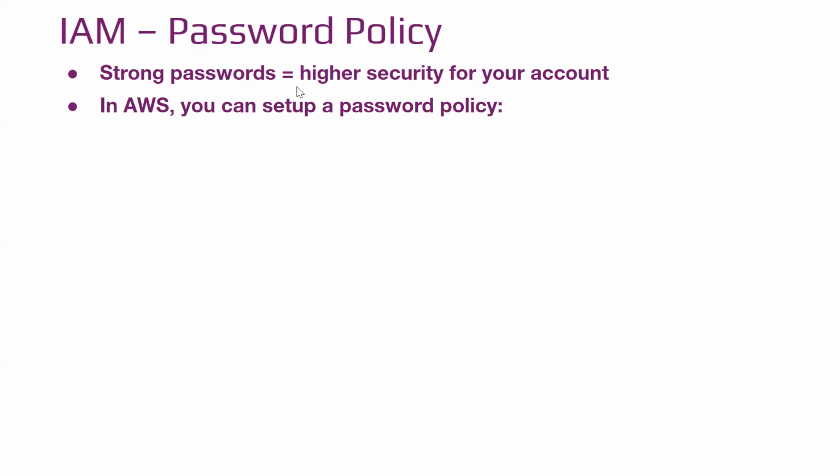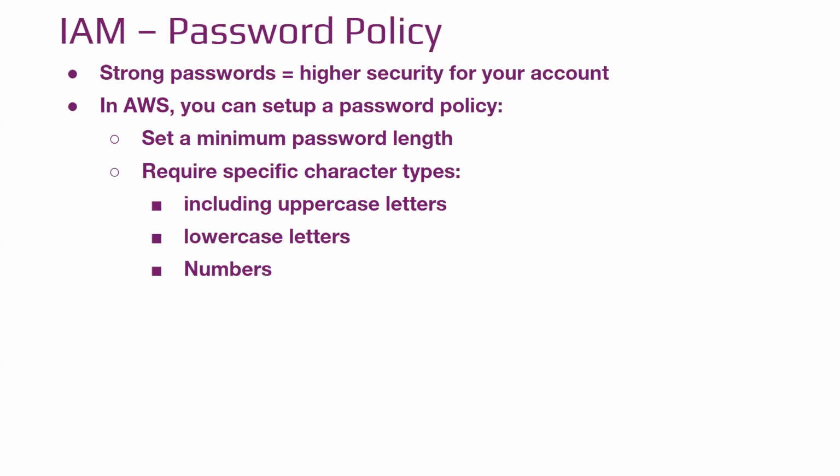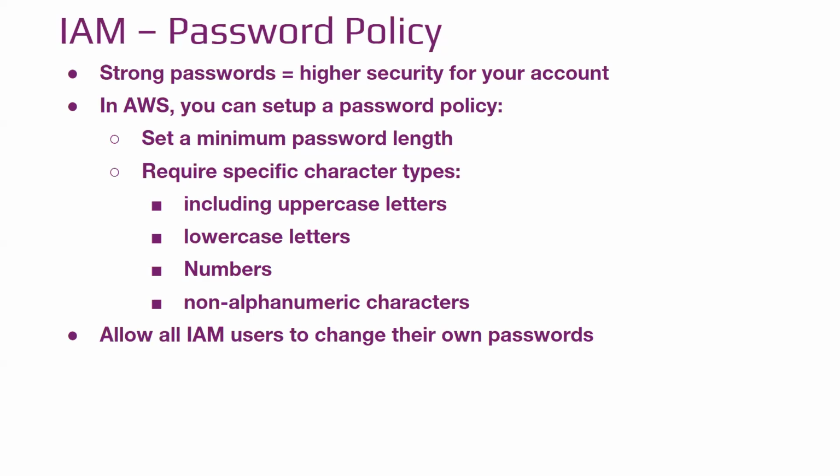So in AWS, you can set up a password policy, right? Set a minimum password length. What does the password policy contain? Minimum length means, say, minimum 3 characters, minimum 4 characters. Depending upon requirement, we can configure. Next, required specific character types. Whether you want uppercase letters, lowercase letters, numbers, or special characters, you need to select this option. It includes uppercase letters, lowercase letters, numbers, non-alphanumeric characters and all.